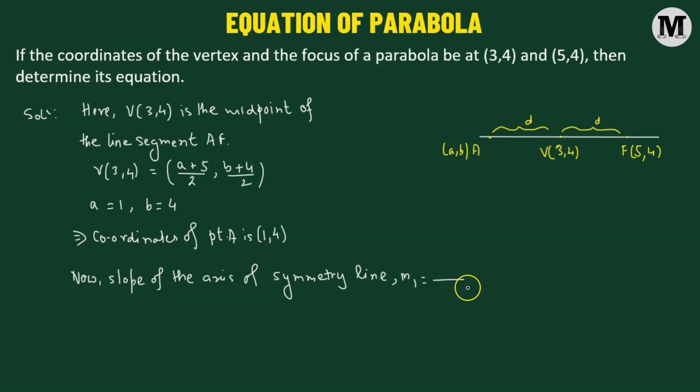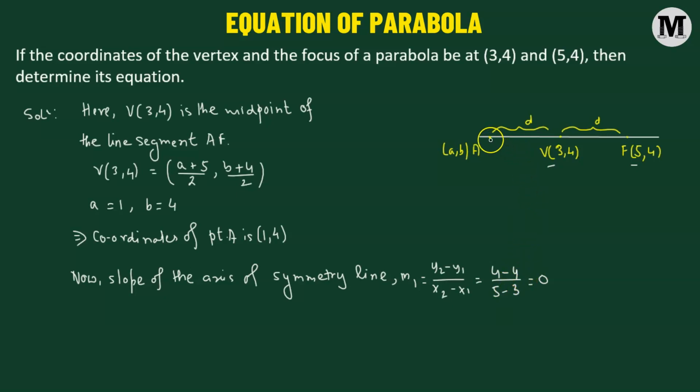So here, the slope can be obtained by taking the ratio. In the numerator, we need the difference of the y coordinates, and in the denominator, we need the difference of the x coordinates. So here, in the numerator, let's take the focus minus the vertex. So we have 4 minus 4 divided by 5 minus 3, which gives us a value equal to 0. So that means the slope of the axis of symmetry line is 0, and we know any line that has a 0 slope is going to be parallel to the x-axis. The reason we obtained the slope of the symmetry line is because that will be helpful in finding the equation of the directrix line.